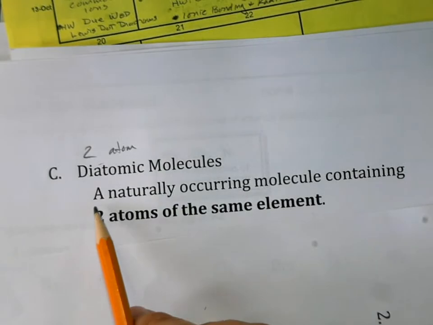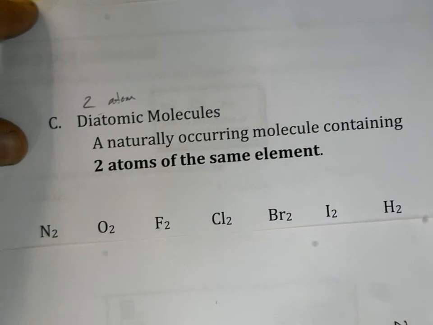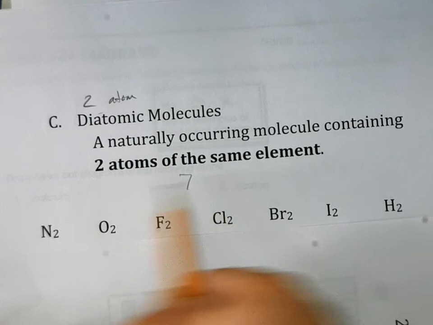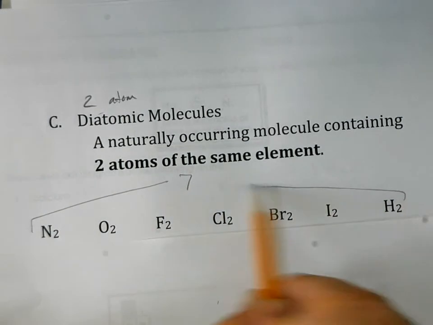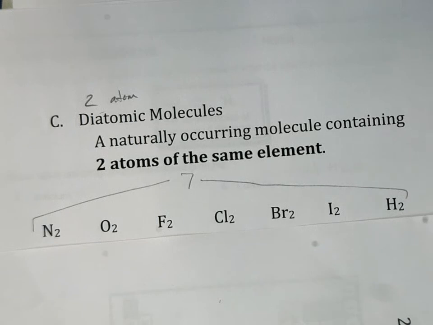So, diatomic molecules are naturally occurring molecules containing 2 atoms of the same element. Now, there are the 7 diatomic molecules. At this point, that little periodic table, you can get that taped in to your paper. So these are the 7 elements that can join together with the same element to make a diatomic molecule.